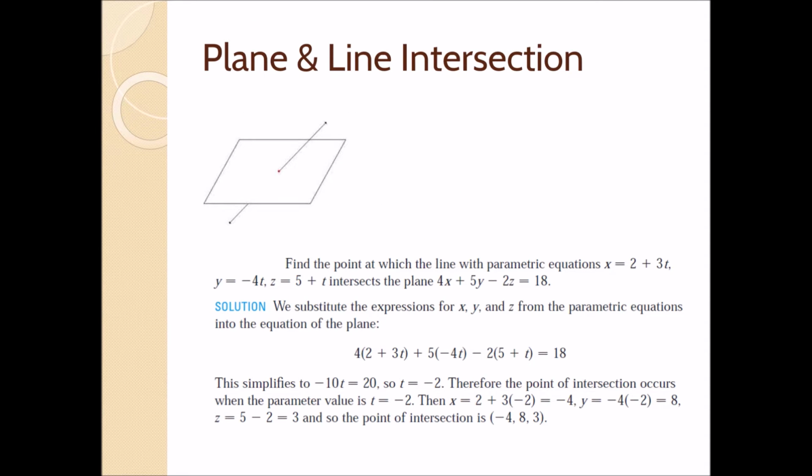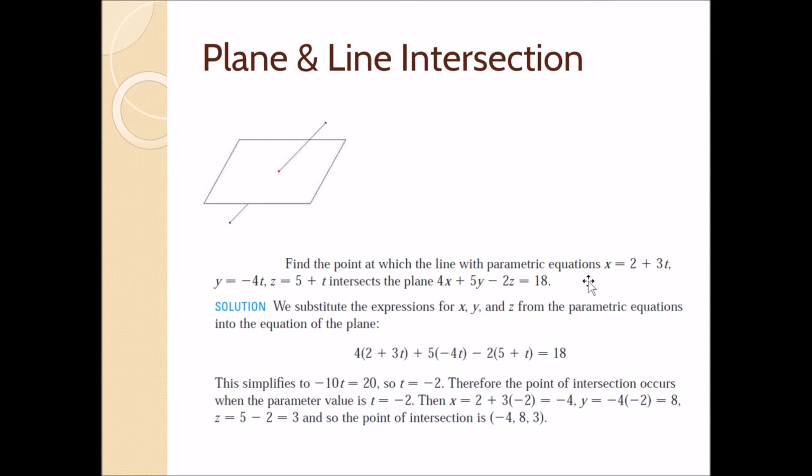So to find the point of intersection between a plane and a line, we plug the equation of the line into the equation of the plane and solve for t, then plug the t value into the parametric equation of the line to find the point.